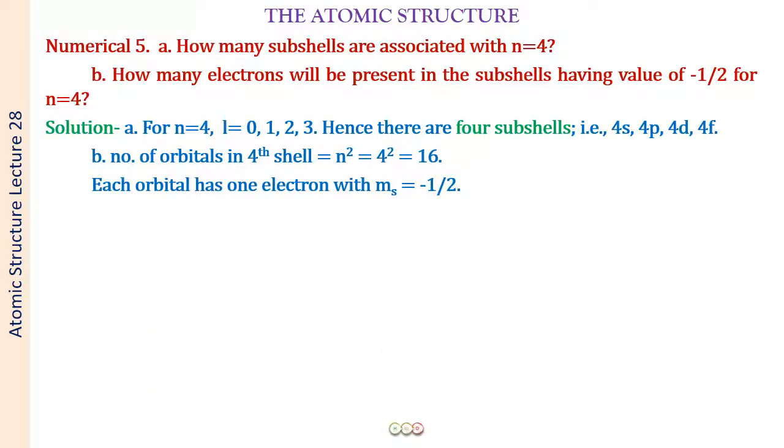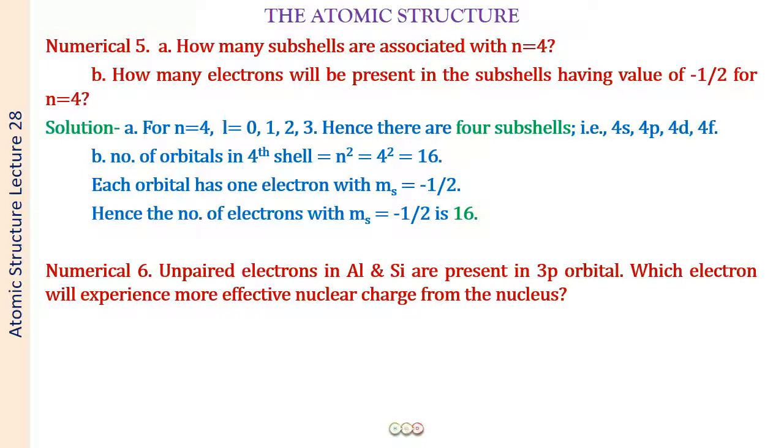So each orbital has one electron with the spin quantum number ms as minus half. The spin quantum number is written as a single small s also, and also denoted this way with m and s in the subscript. Okay, so each orbital has one electron with a spin quantum number minus half. So this means that the number of electrons with spin quantum number minus half is going to be 16.